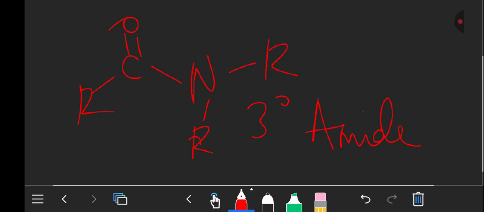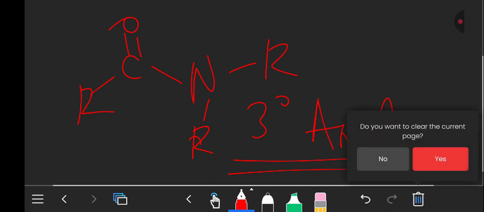So what are we trying to say? The point I'm trying to drive across here is that we can have a tertiary amide. We can also have maybe a primary amide and also a secondary amide. We can have those kinds of amides. Okay, so we need to understand that. Let's look at an example.